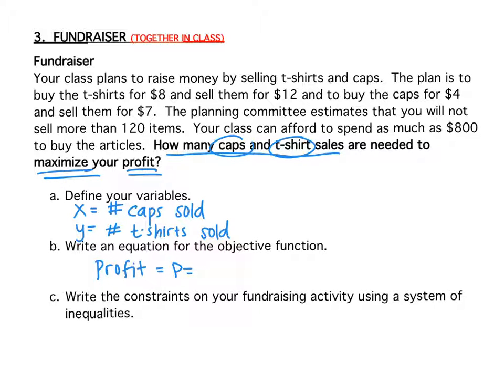For every cap that is sold, so every cap, how much money are we making? For every cap that's sold, how much money do we make? $3. Do we make 7? No. No, because we had to buy them for 4. So for every cap, we make $3. So that'll be 3x. $3 for every cap. How much do we make for every t-shirt? $4. So this is our objective function.